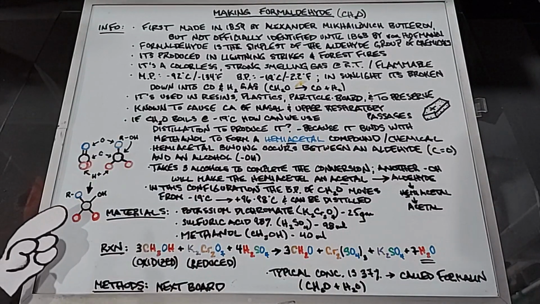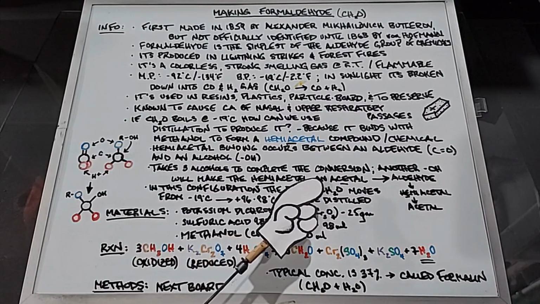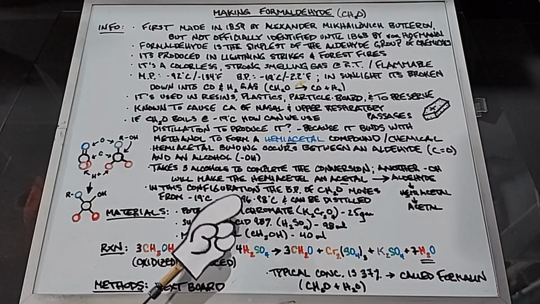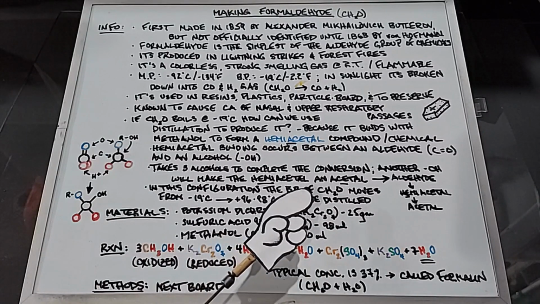In this hemiacetal configuration, the boiling point of formaldehyde moves from a negative 19 degrees Celsius up to a positive 96 to 98 degrees Celsius, and therefore can be distilled.